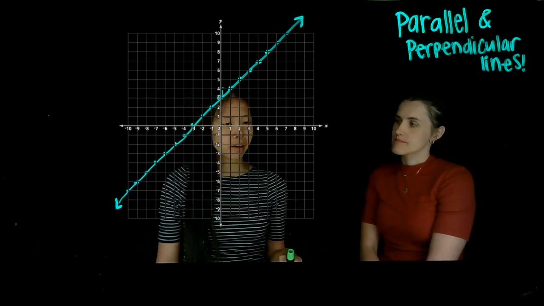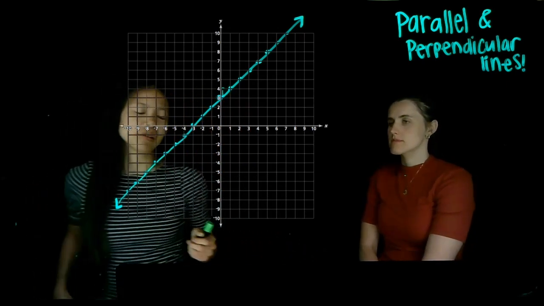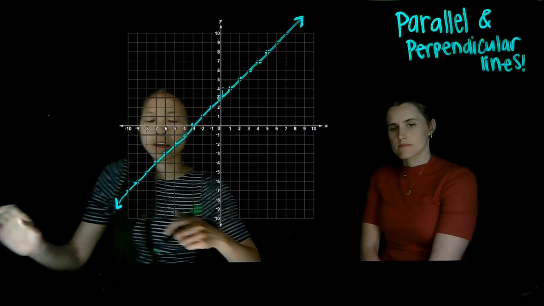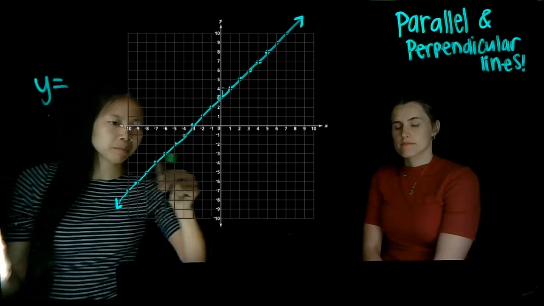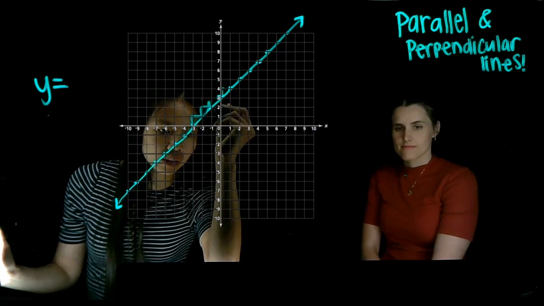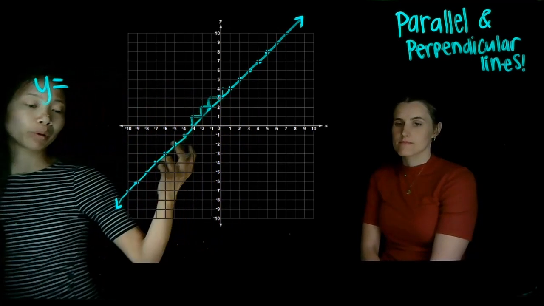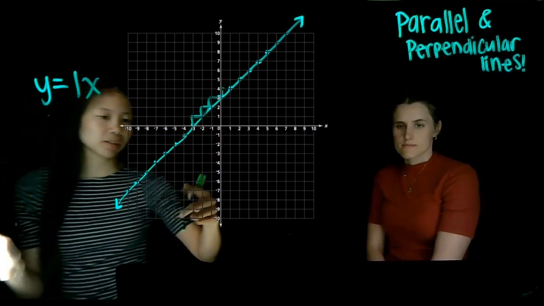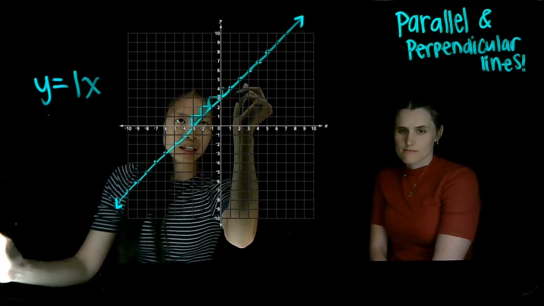Let's talk about parallel and perpendicular lines. So if I have this line, remember how to write our equation: y equals mx plus b. Our slope is going up 1 and over 1, so we'd say our slope is 1 over 1, or just 1. y equals x plus our y-intercept, which in this case is plus 3.